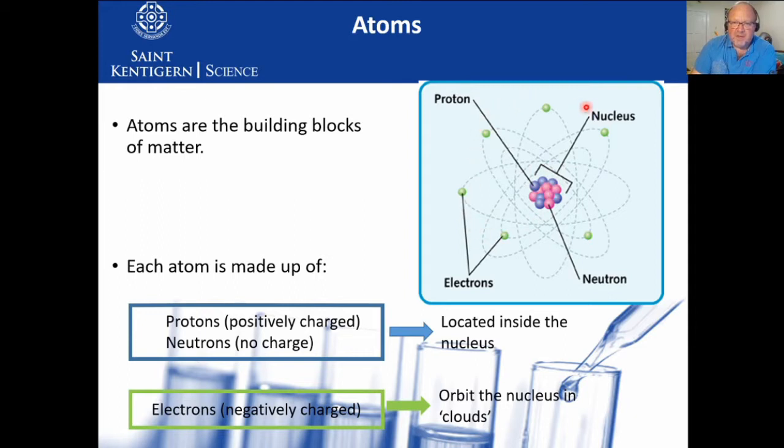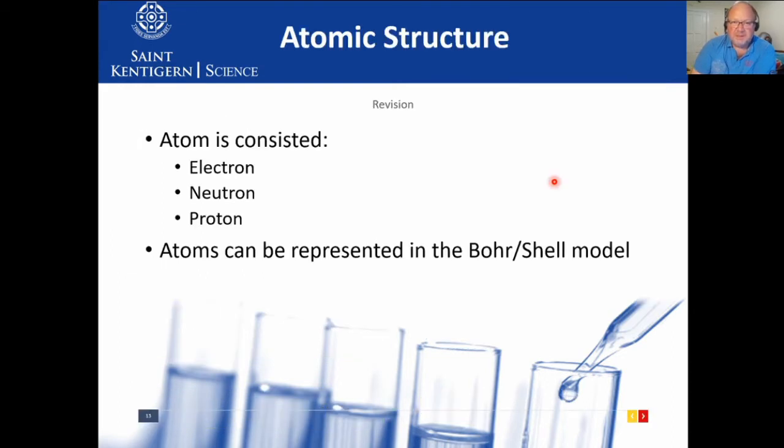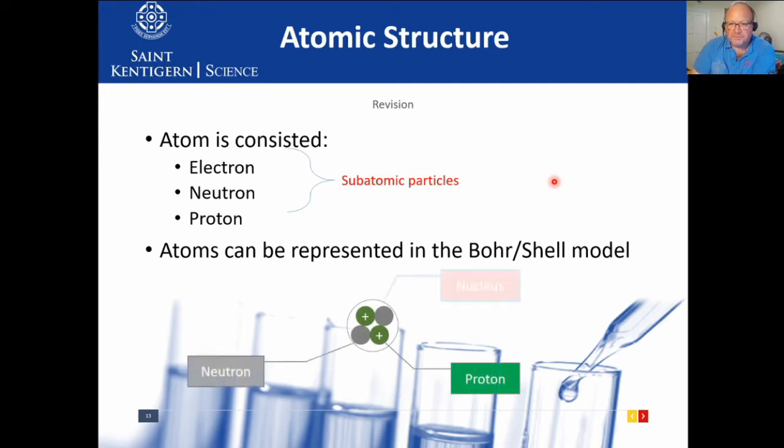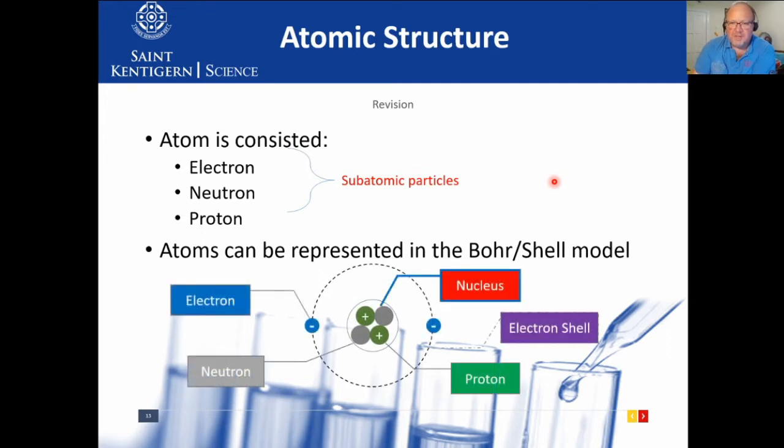And then, if it's not an ion, our electrons are the same as the protons because they are balanced. So the atom consists of electrons, protons, and neutrons. And in the Bohr shell model, we know that we have a proton, which is the positively charged particle in the atom, and then we have electrons, and they are the negatively charged particles in the atom.